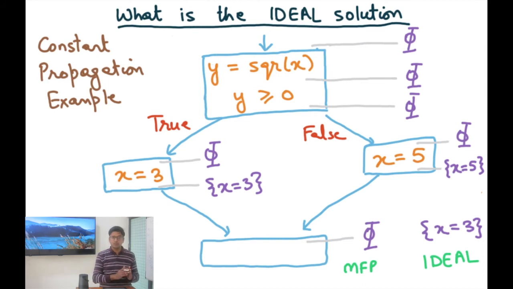So it's clear that the maximum fixed point solution is not equal to the ideal solution in this example. In fact, it is less than or equal to the ideal solution, where less than or equal to is defined on the semi-lattice. So why is this happening? Well, that's happening because we don't have any way of figuring out what are all the paths that have been taken in the program, what are all the execution paths, and that seems like a difficult problem.